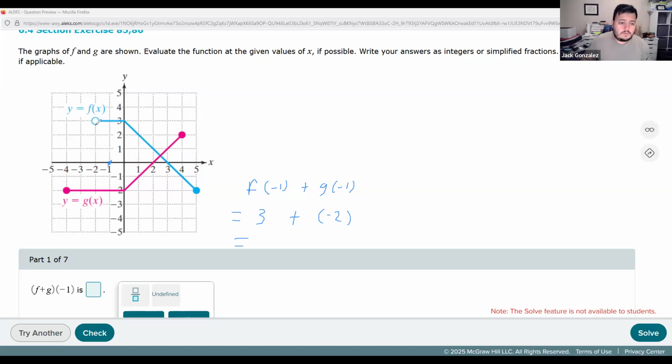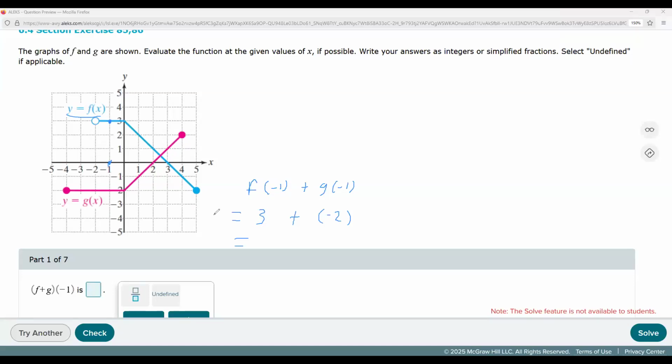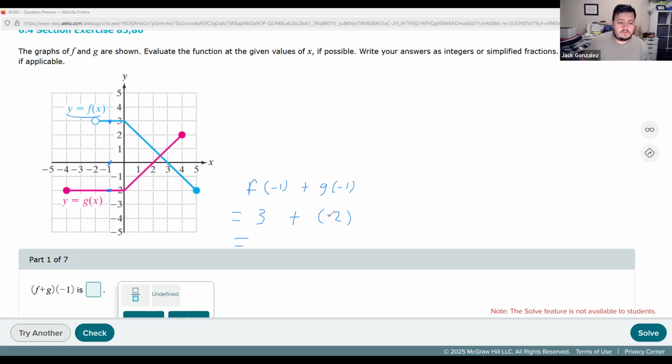So go to the f, the blue one. -1 is right here. So what is the y value? Right. So there's -1 comma 3. So that's where this comes from, right? G at -1 is right there. That's where this comes from, -2. So what is 3 plus -2? 1.